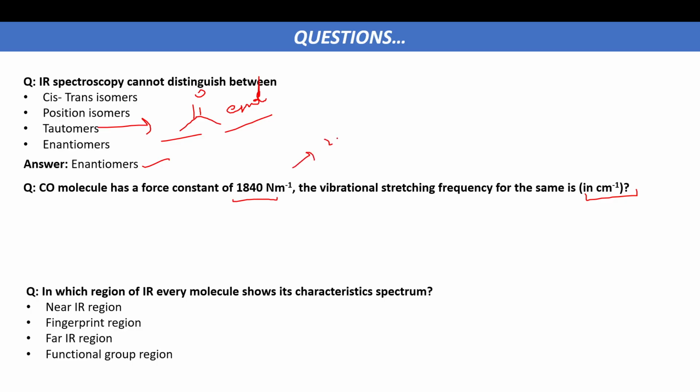So we know this formula: mu is equal to 1 upon 2 pi under root k by mu. Now we know 1 upon 2 into 3.14 into under root k, it's given 1840.